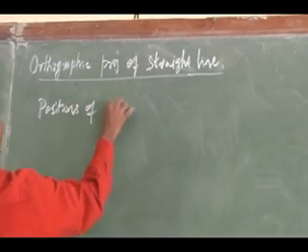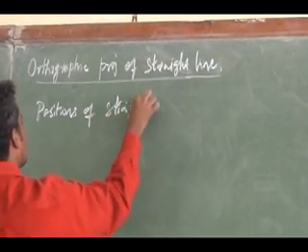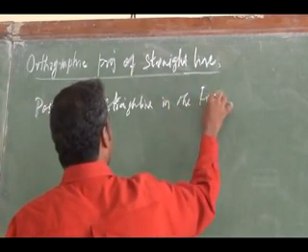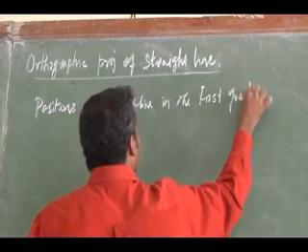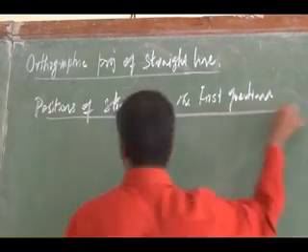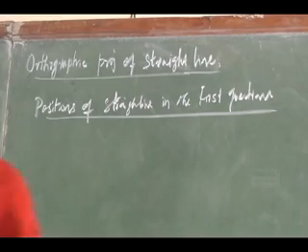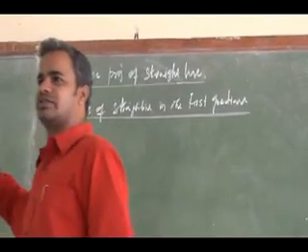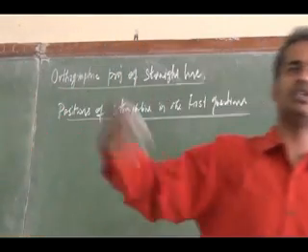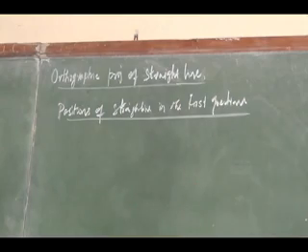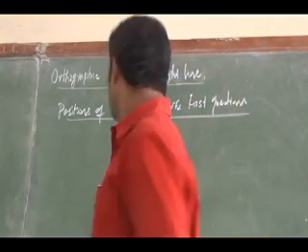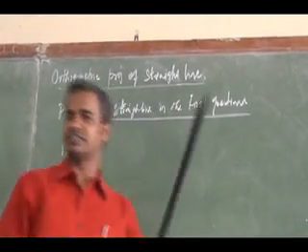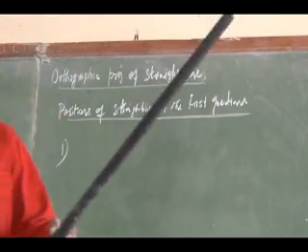Of straight line in the first quadrant. As I told, hereafter we will be using only the first angle projection. All the objects will be kept in the first quadrant itself. The first quadrant, it is a first angle projection. Front view will be above the reference line, top view will be below the reference line. So what are the positions available? We'll see. First of all, I'll consider this as a straight line.